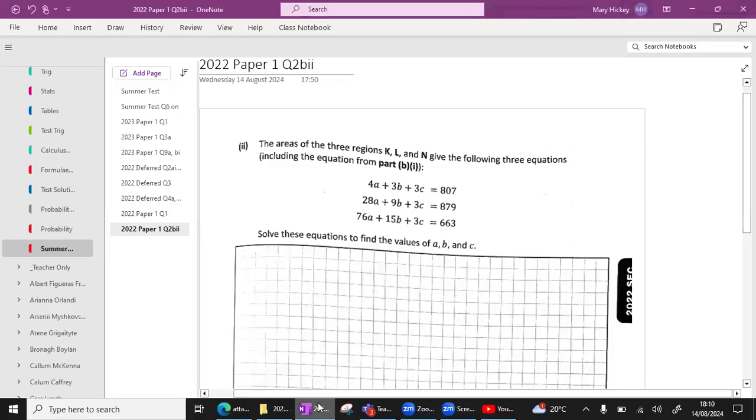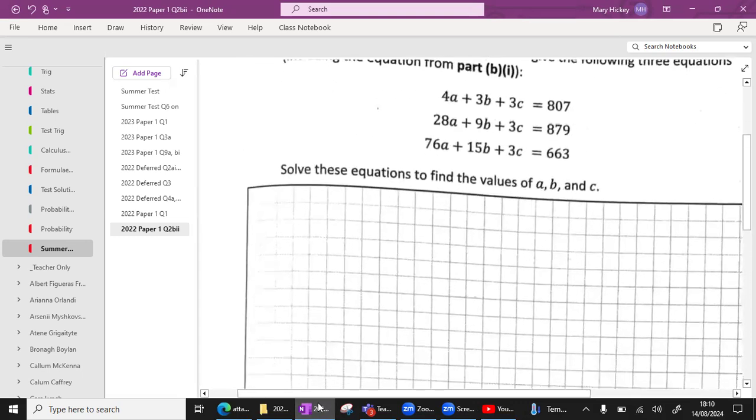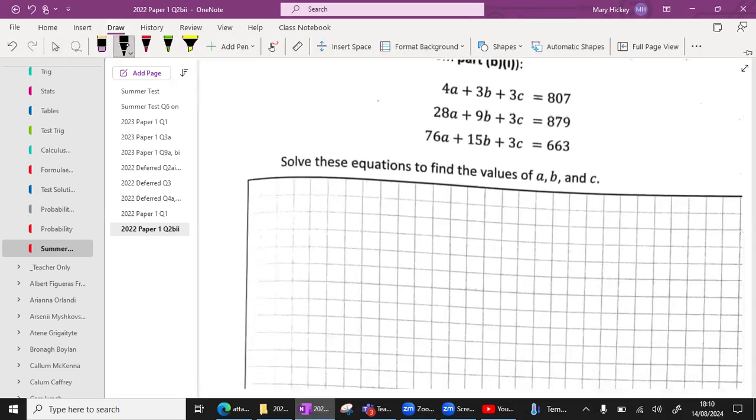Okay, 2022, paper 1, question 2b, part 2. So this is mixed in with looking for the areas of 3 regions and so on. But what we're prioritizing here is the algebra side of it, what we did in 5th year. So this is really just solving for 3 variables. Sometimes the topics, of course, are mixed together. So all we're doing here is trying to find the 3 variables.